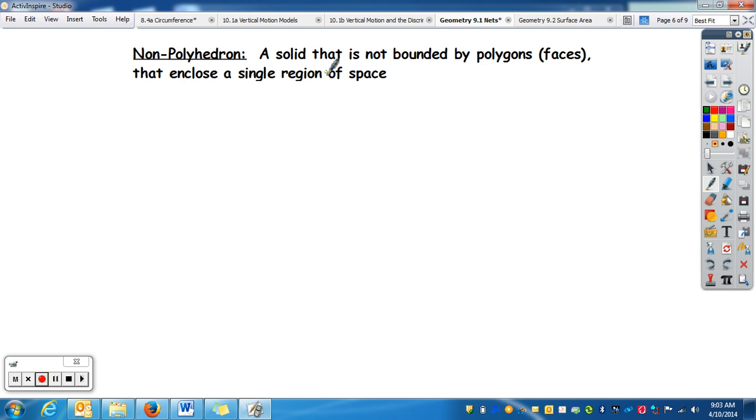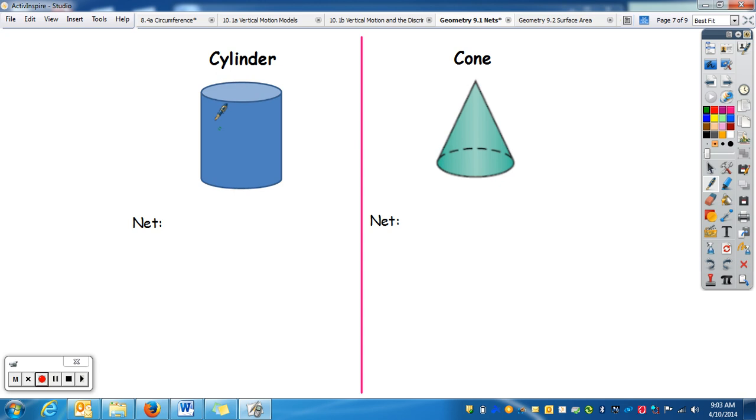So non-polyhedron, a solid that is bounded by polygon faces when enclosed by a single region of space. So this is not bounded. So we're going to do a few of them that are non-polyhedrons, and really we're dealing with circles because circles are not polygons. So the two major ones that are non-polyhedrons is a cylinder. A cylinder is when we have two circles that are parallel, which this would be like your pop can or any other can, like a bean can.